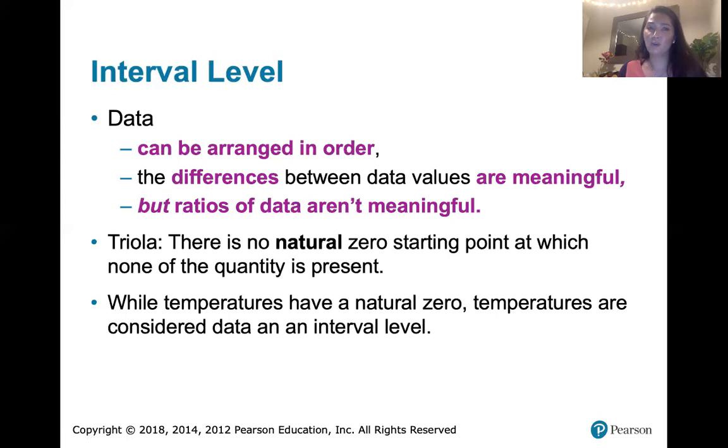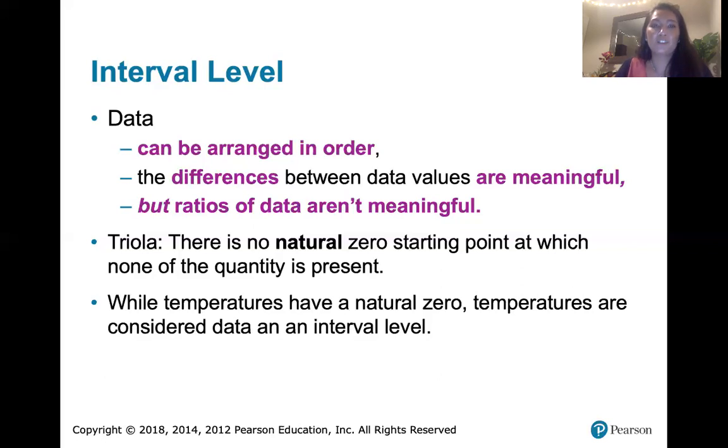So it's very similar to ordinal data, but when you take differences, those differences in values are meaningful. So the difference between 60 degrees and 80 degrees is the same as the difference between 40 degrees and 60 degrees. But when we talk about multiplying them or comparing them, like twice as hot, twice as cold, half as something else, that's my test for determining whether something's at the interval level or the next level.